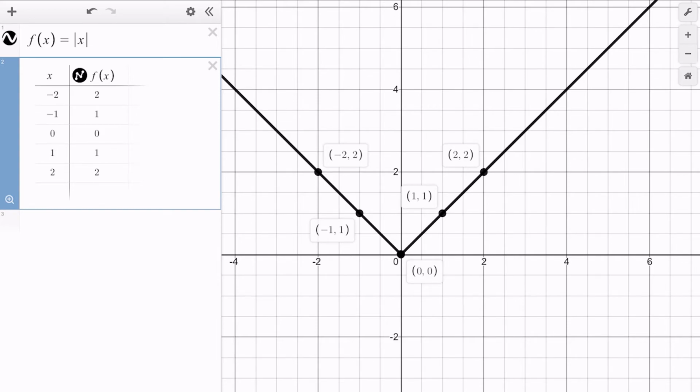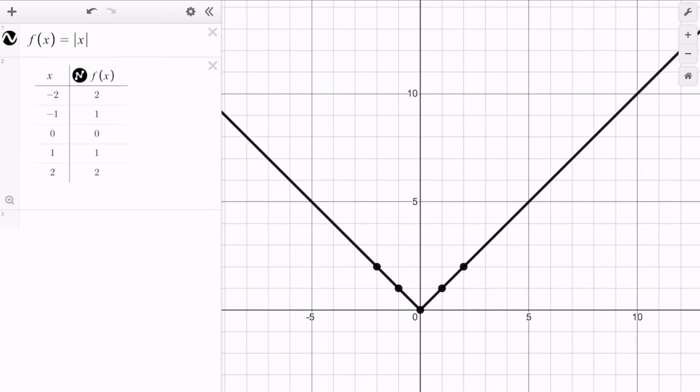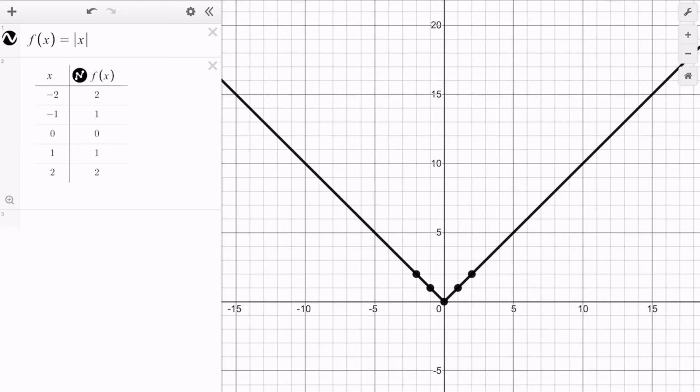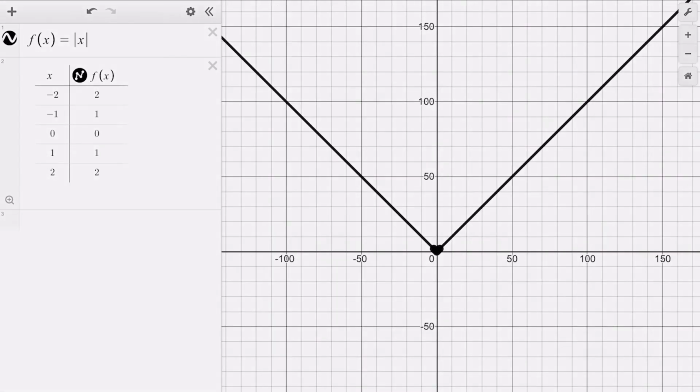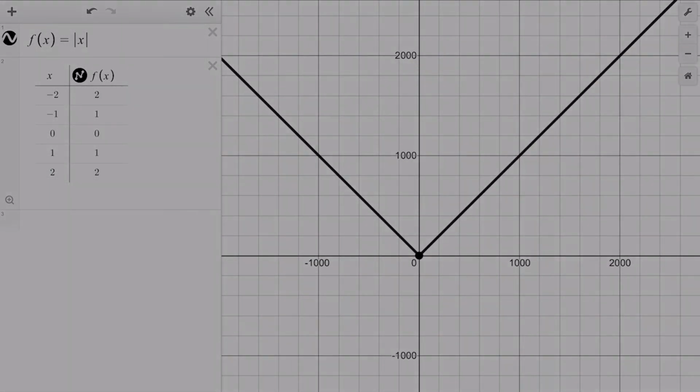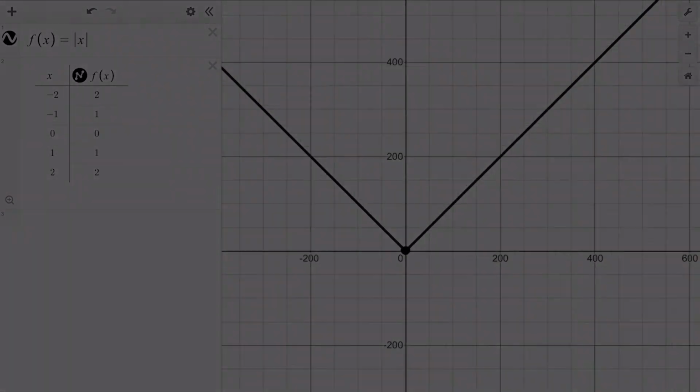The domain in this case would be all real numbers, because any value of x makes sense. And the range would be any y value that lies above 0. So it would basically be anything from 0 upwards, and that can go on forever and ever and ever. So that's your absolute value function.